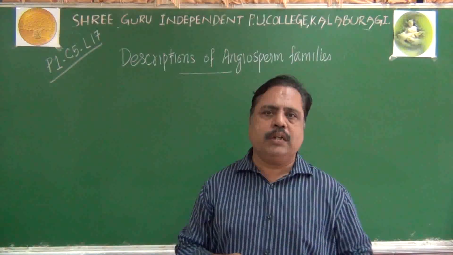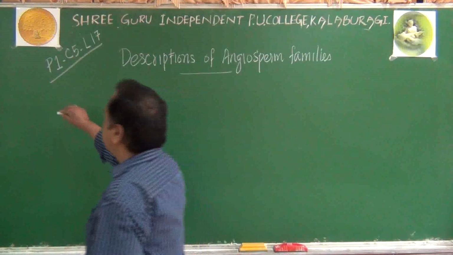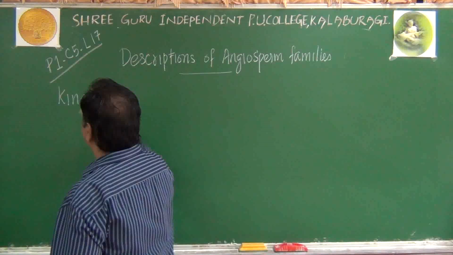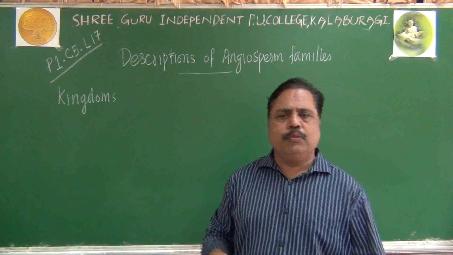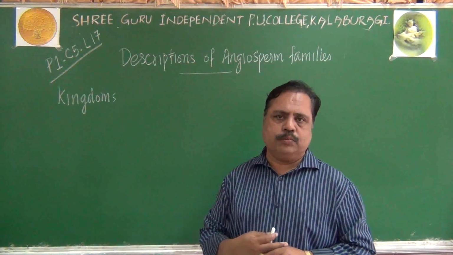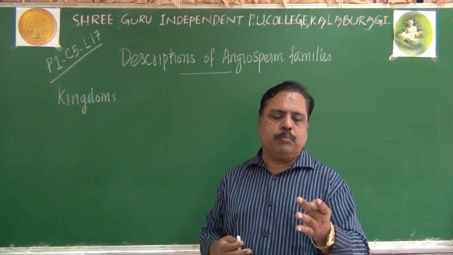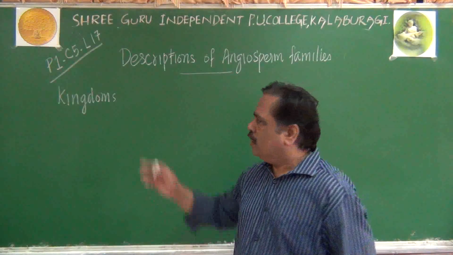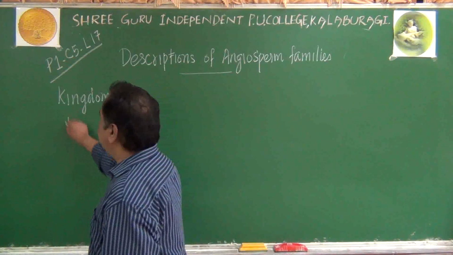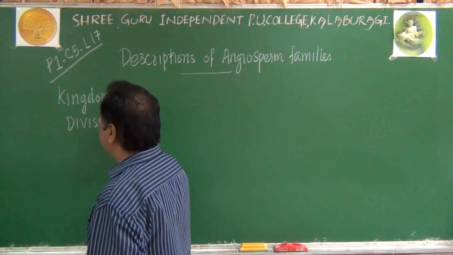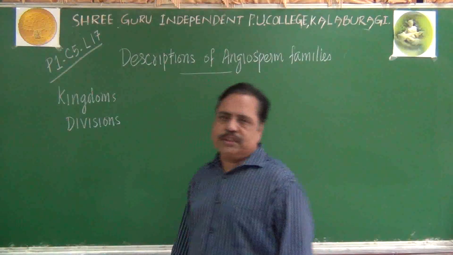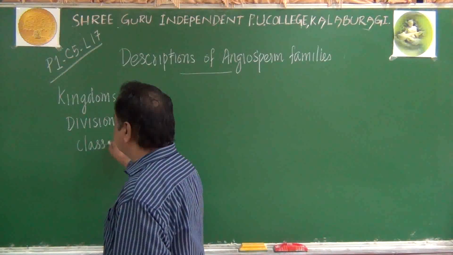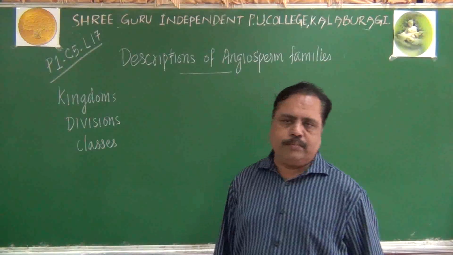So in taxonomy, living things are classified into 5 kingdoms, you may be knowing. You might have heard about it in the lower classes also. Monera, Protista, Mycota, Plantae and Animalia, like that. Each kingdom is further divided into divisions. Each division is further divided into classes.